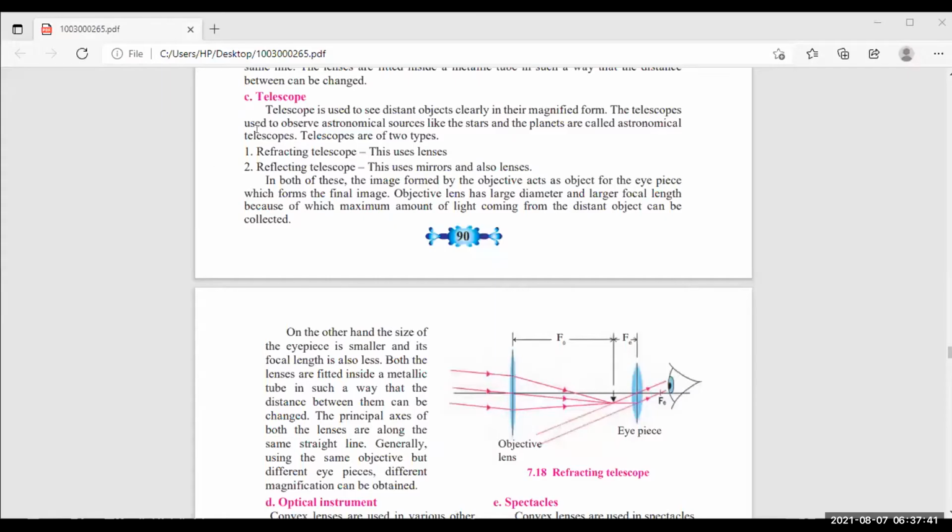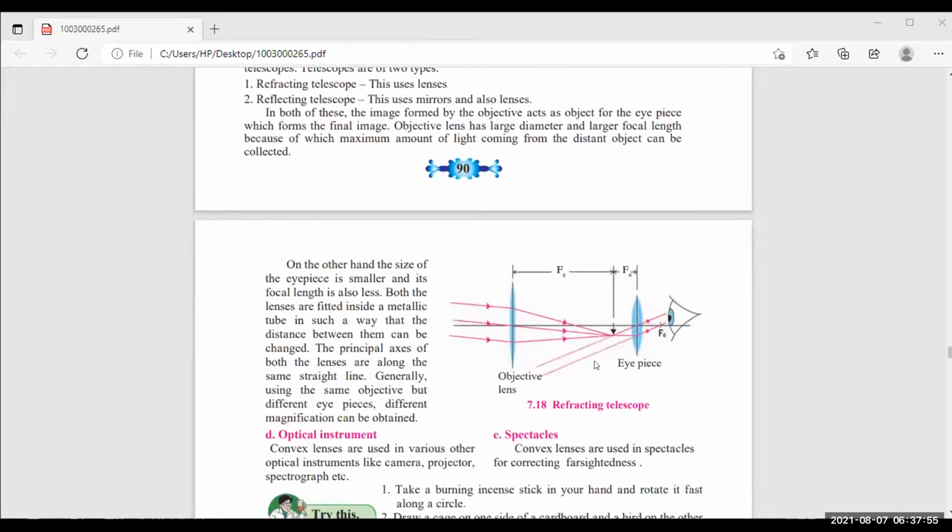In the first case, the refracting telescope uses lenses. An image is formed by the objective, and the eyepiece forms the final image. Like we have seen in the compound microscope, here also there are two lenses. The objective lens forms the objective image, and in the eye lens we get the final image. At the eyepiece, as we watch through it, we get the actual image.